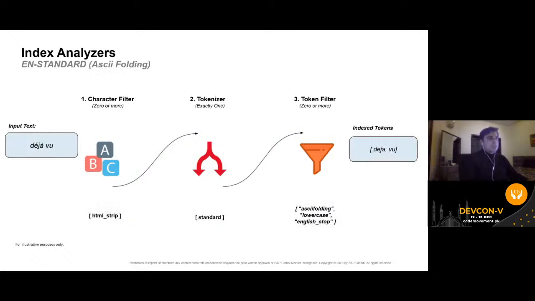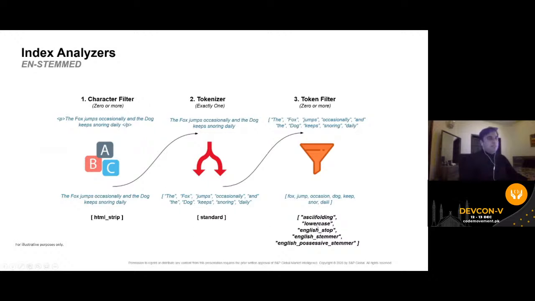So this is how English stop works. In the previous example, ASCII folding was not getting applied. ASCII folding essentially normalizes the special characters. For example, in the déjà vu text over here, this E has an accent on top, and this A has an accent on top. So when it goes through the ASCII folding, these characters are normalized into standard English characters, as shown on the screen. So that's what ASCII folding does.